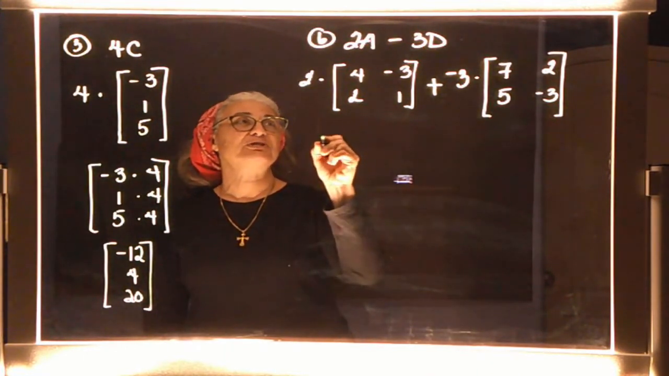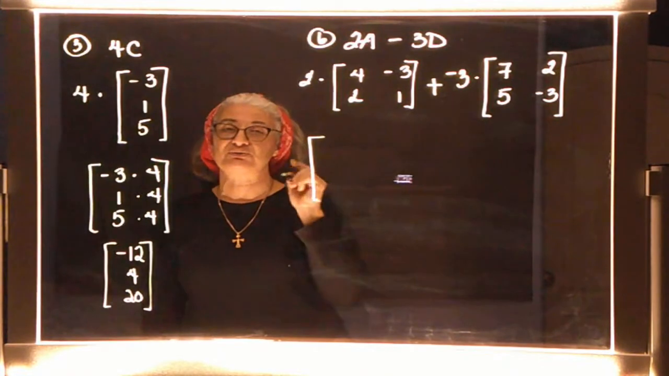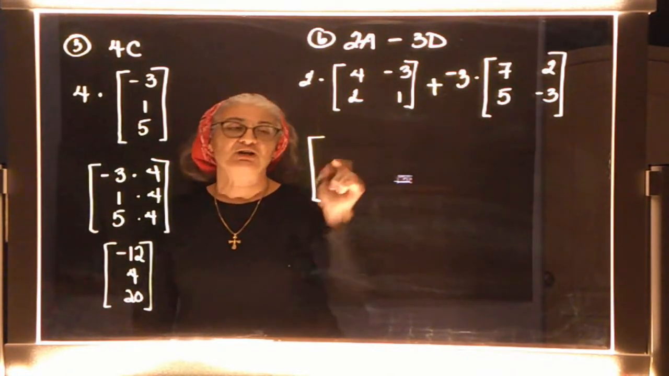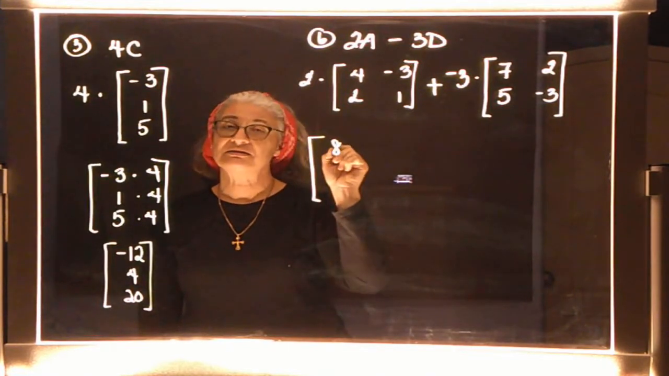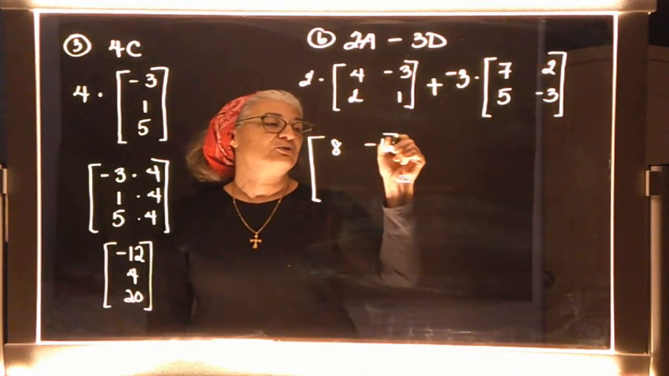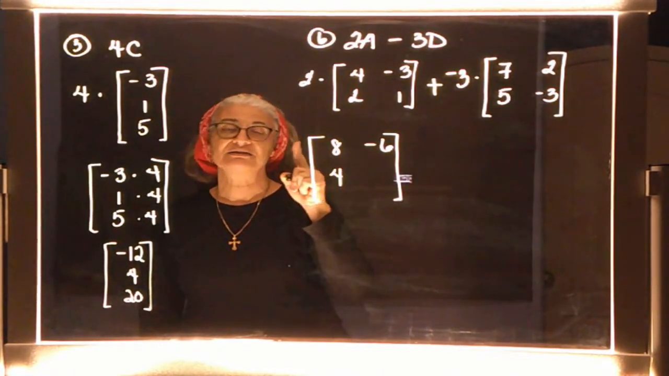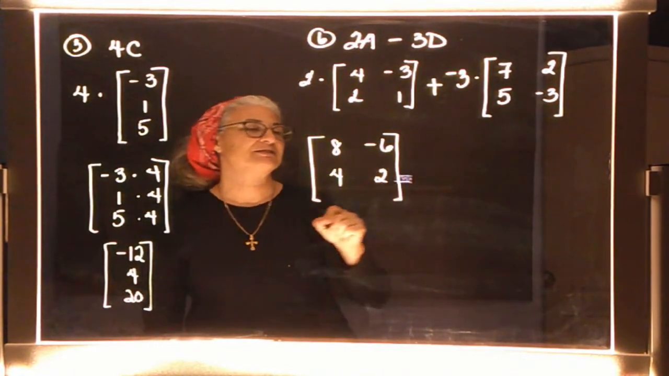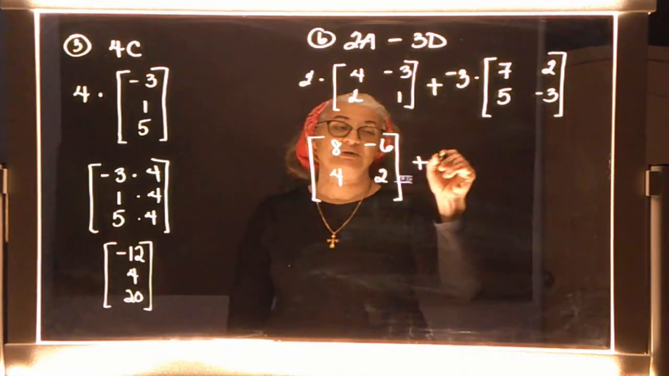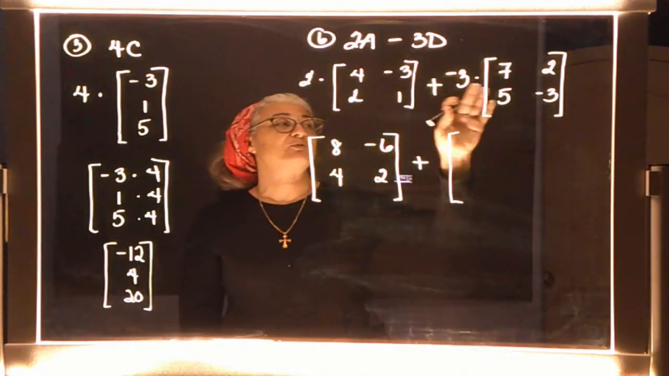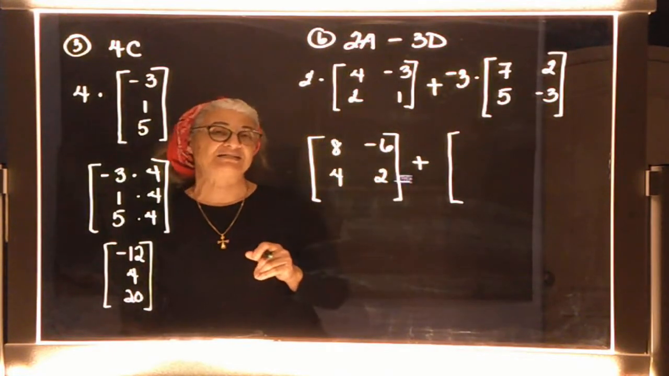Okay, so when I do 2 times matrix A, tell me what you get in the first row. Good. 8 and negative 6. What do you get in the second row? 4 and 2. Excellent. Now remember, it's going to be an addition problem because we've decided to distribute a negative 3 into this matrix D.